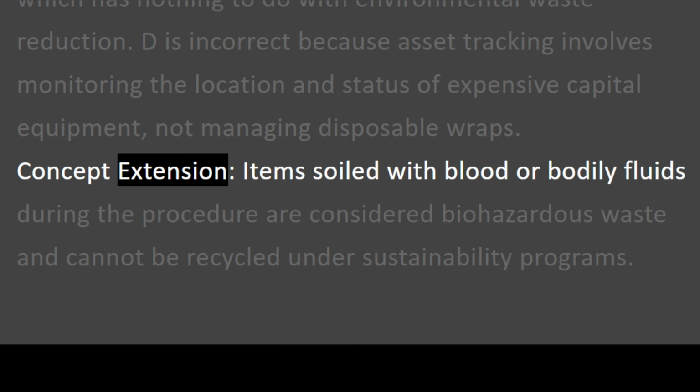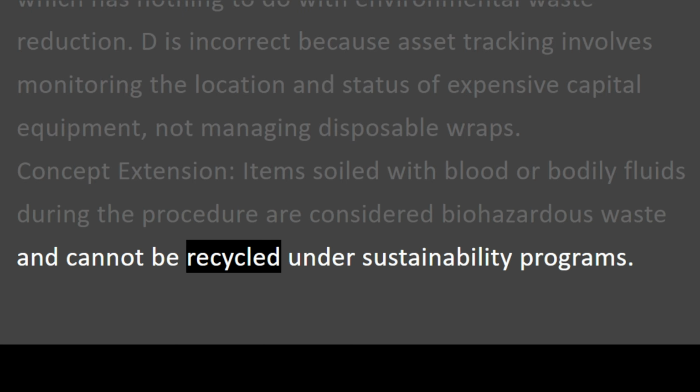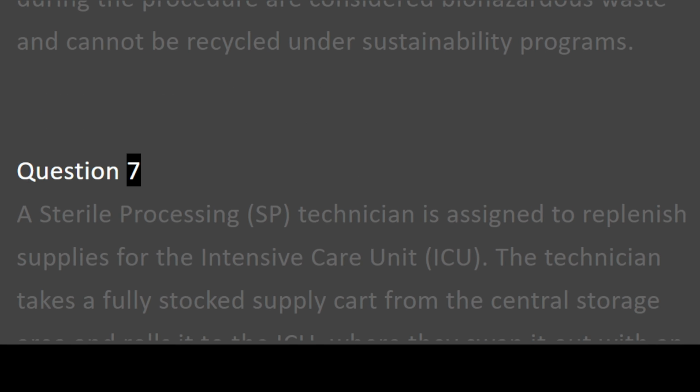Concept extension. Items soiled with blood or bodily fluids during the procedure are considered biohazardous waste and cannot be recycled under sustainability programs. Question 7.